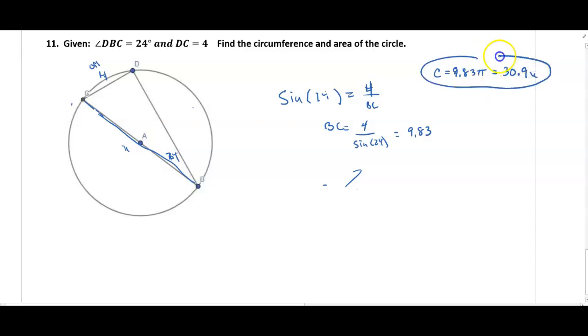Okay, so again, I'm sorry about the writing here. That's sine of 24. This is the hypotenuse. That's the opposite. That's actually 4, and that's 24. My pen went crazy there.